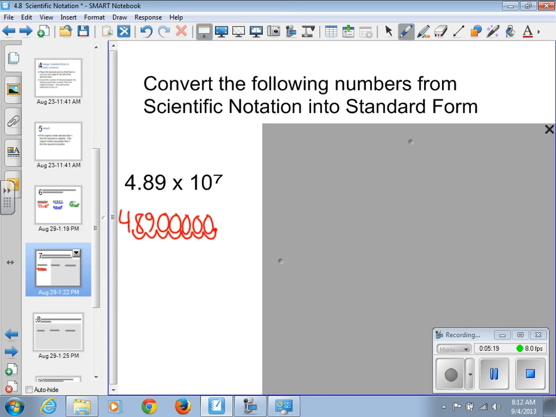Now, if you want to rewrite the number so it looks a little neater without the drawing, you can. This also helps me remember where my commas go. So this number converts to 4,890,000.